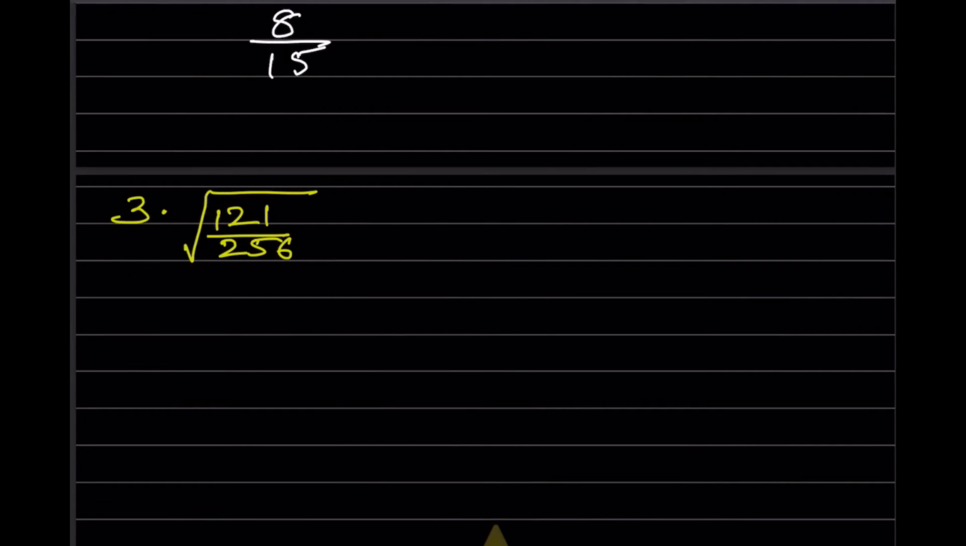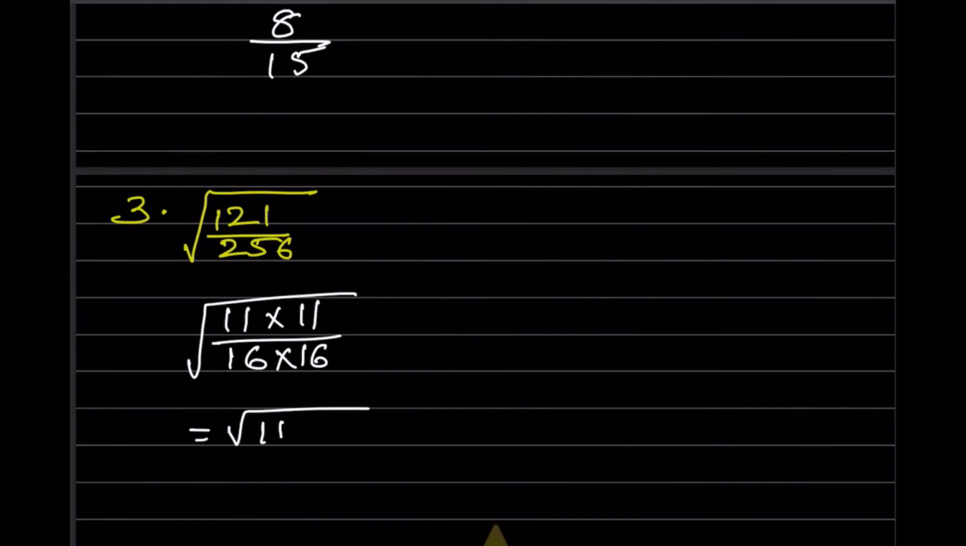121, that is 11 into 11. And 256 will be 16 into 16. Again, if you don't know the perfect squares, you are going to use the help of factorization. It's better to learn. So here 11 into 11, and here will be 16 into 16. So this is going to be 11 by 16.